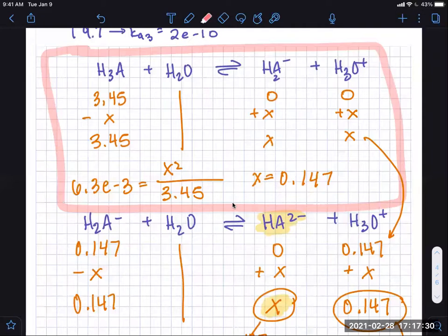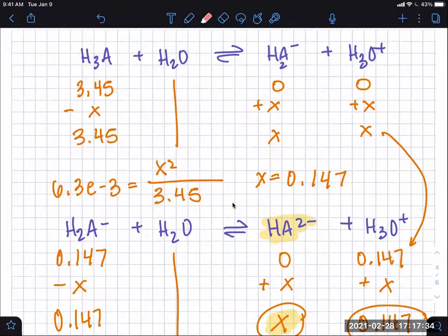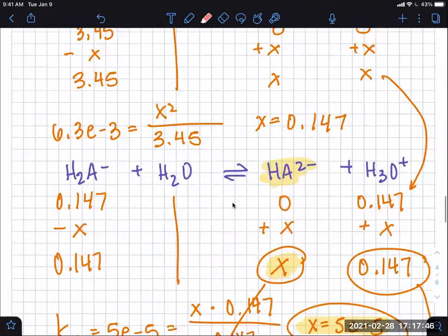No matter what, you're pretty much going to have to do the first ice table. So this will be Ka1 equals x squared over the initial concentration. So you'll need to do this as the first step here.